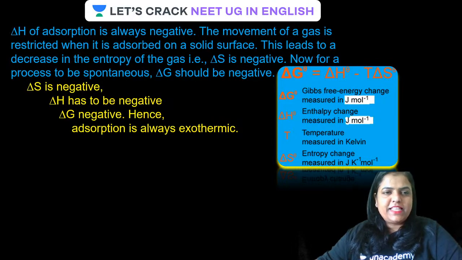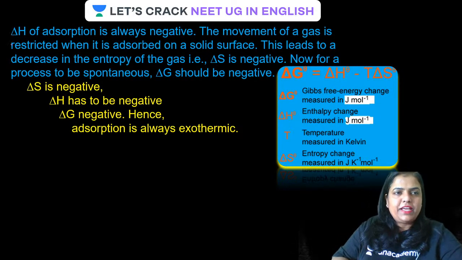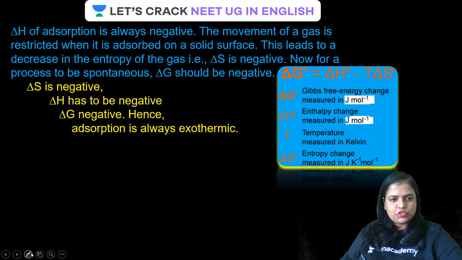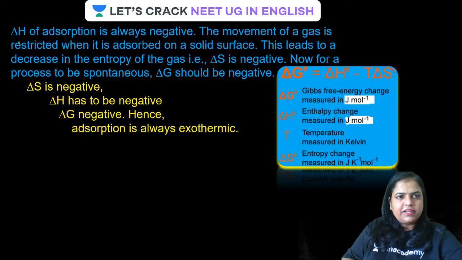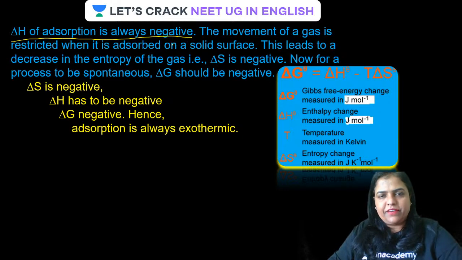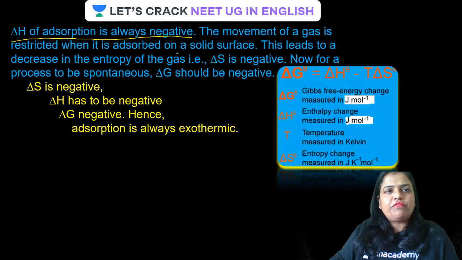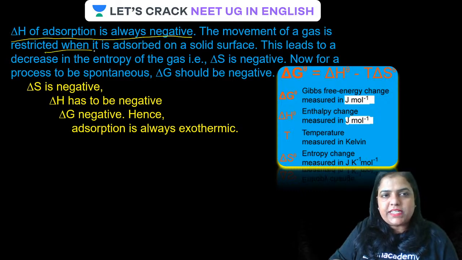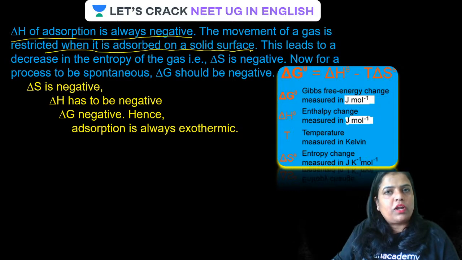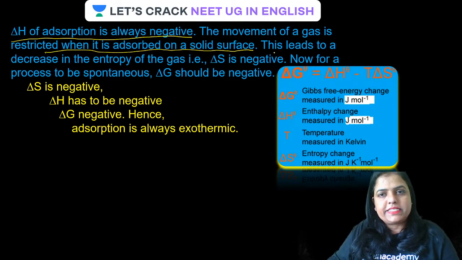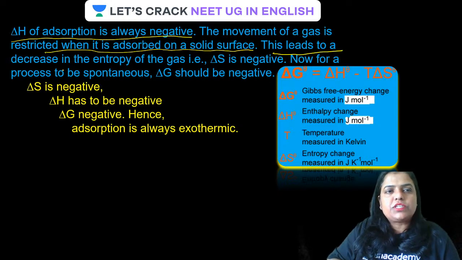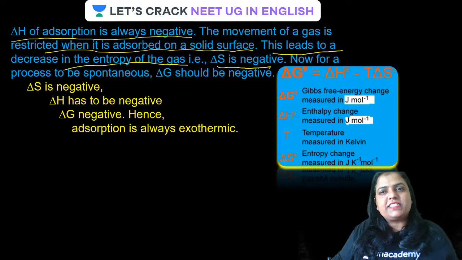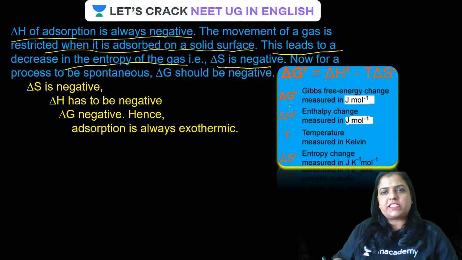Now the next one, have a look at the screen. Delta H of adsorption is always negative. Just now we saw that the movement of a gas is restricted when it is adsorbed on a solid surface. What happens to entropy? It decreases. This leads to a decrease in entropy of the gas, that is, delta S is negative.